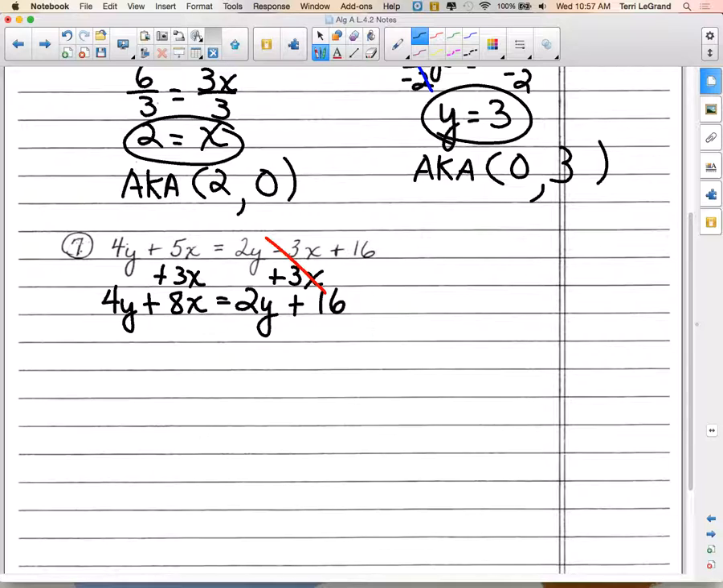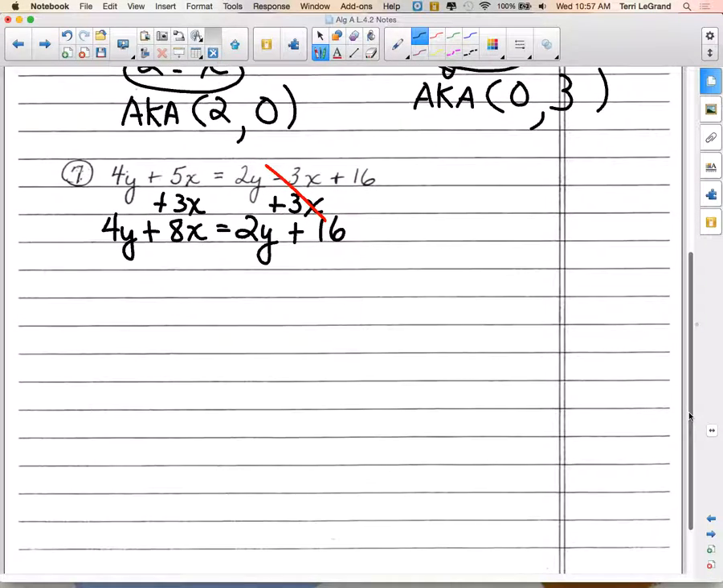Now we want the y's together, so let's get them over there on the other side with those other y's. So we would now subtract 2y from both sides. On the left side, what's 4y take away 2y? 2y. Then we've got that plus 8x to bring down. And then our y's cancel each other out. And what's the only thing left now on that side? 16.